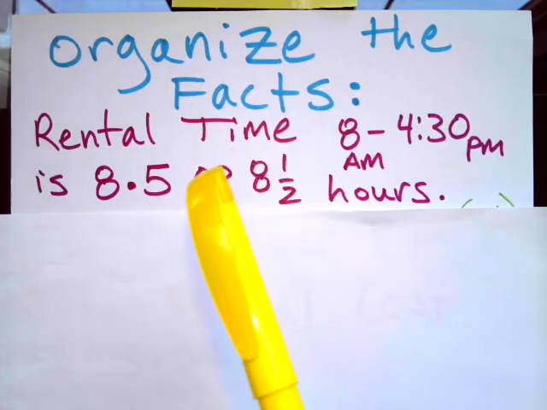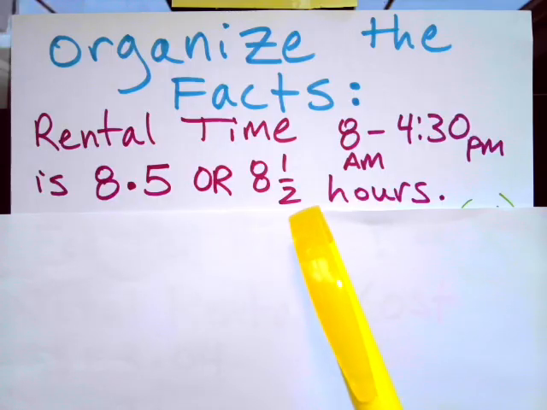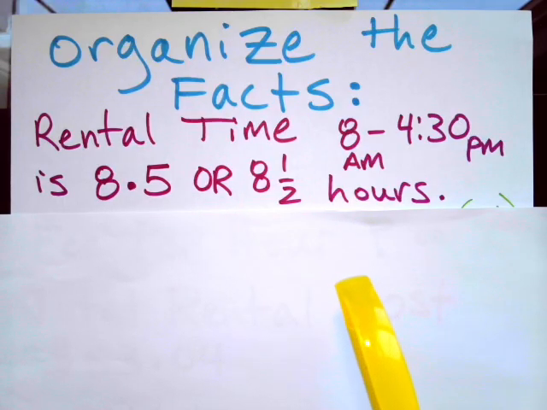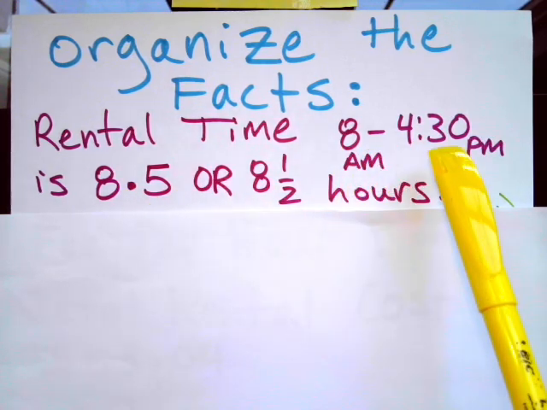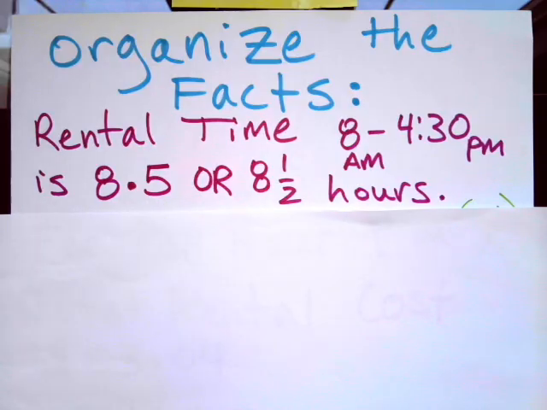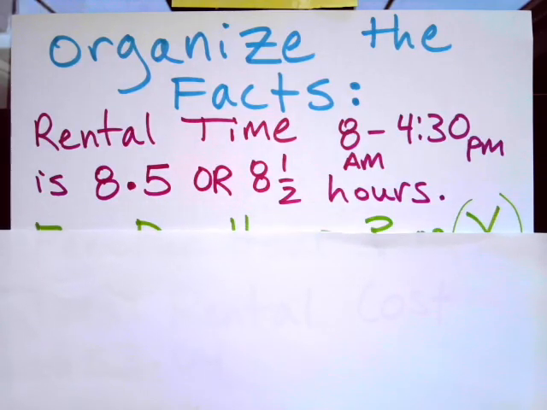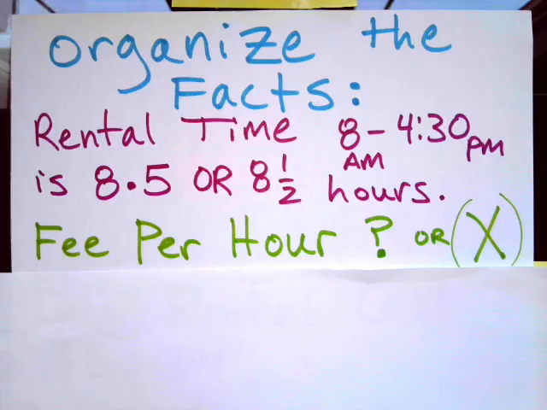Now you could use fractions. It's just going to make this problem a little more difficult because you'd have to convert the 4 cents into a fraction, and it just makes it complicated. So 8 to 4:30 is 8.5 hours. I'm going to make sure I'm organizing, writing all this stuff down.